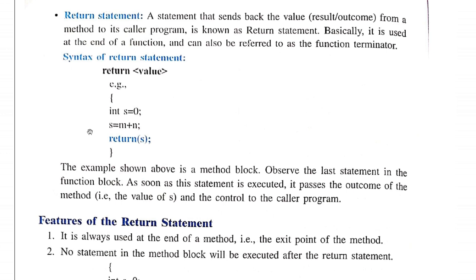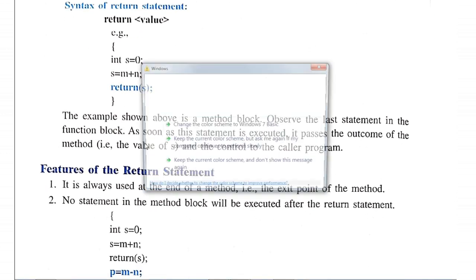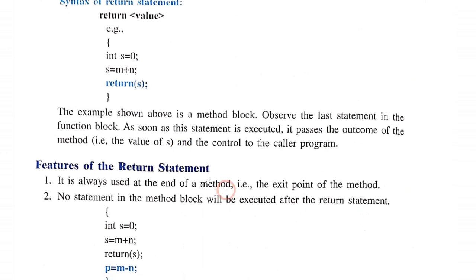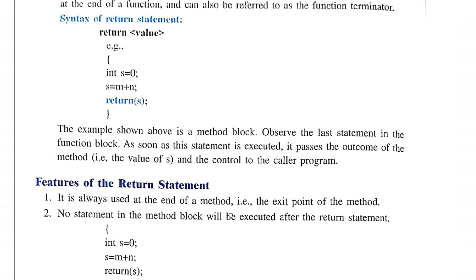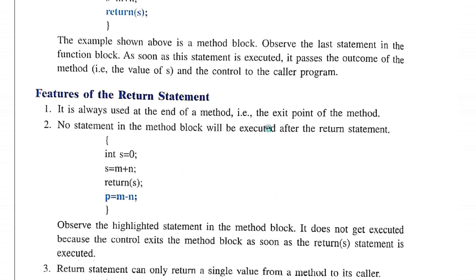So what we are returning? The integer type of value. Return s to the function we will return. The example shown above is a method block. Observe the last statement in the function block. As soon as the statement is executed, it passes the outcome of the method, that means the value of s, and the control to the caller program.